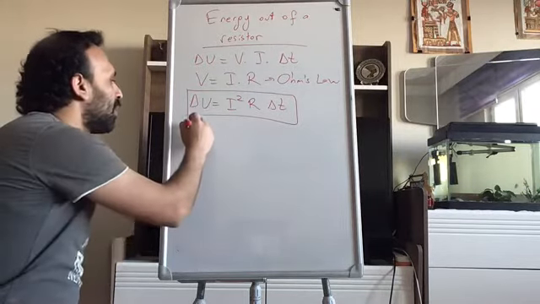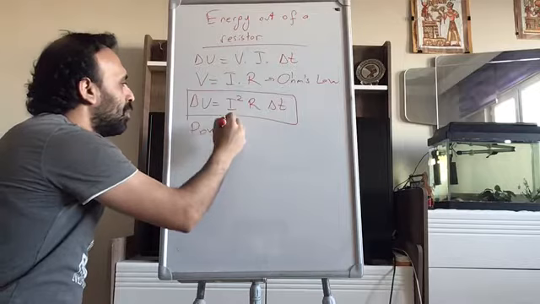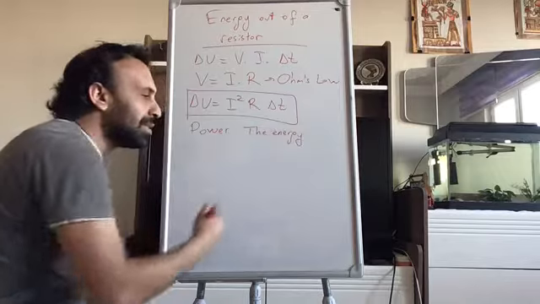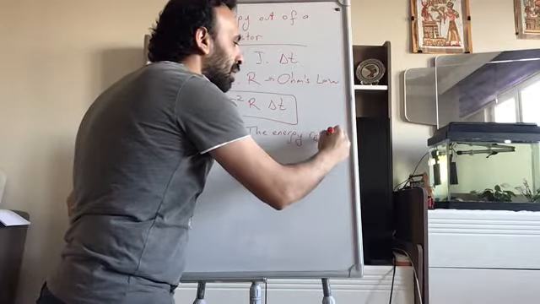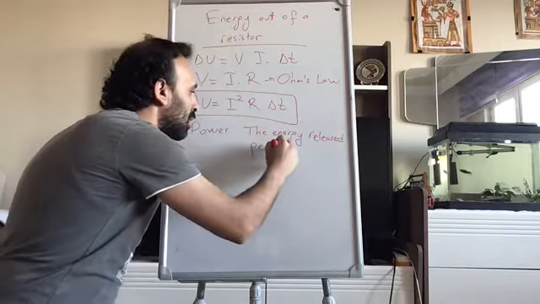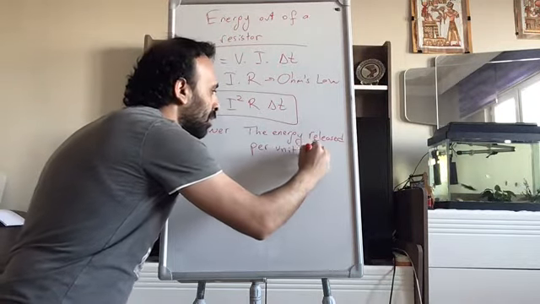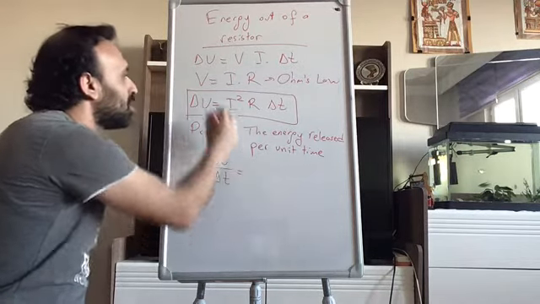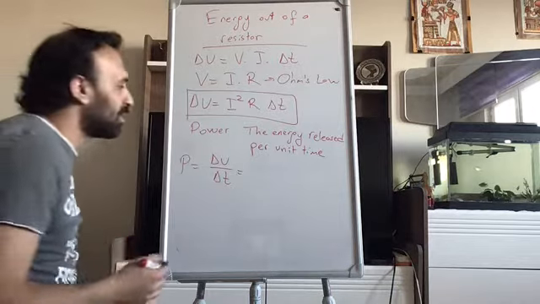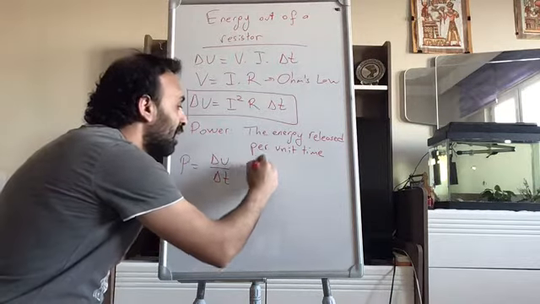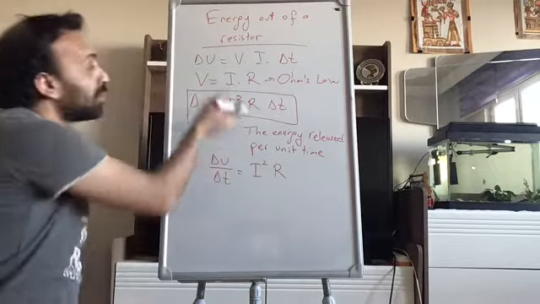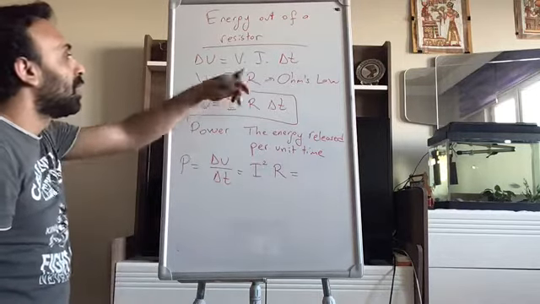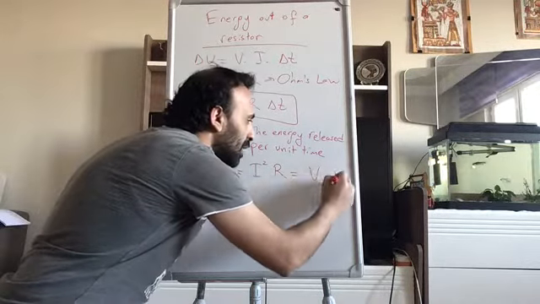But if I define the power as the energy released per unit time, so power actually will be equal delta U over delta T, and by using this equation, the power of a resistance can be calculated as I squared R, or getting back to the electric potential by using Ohm's law, it's going to be electric potential times current.